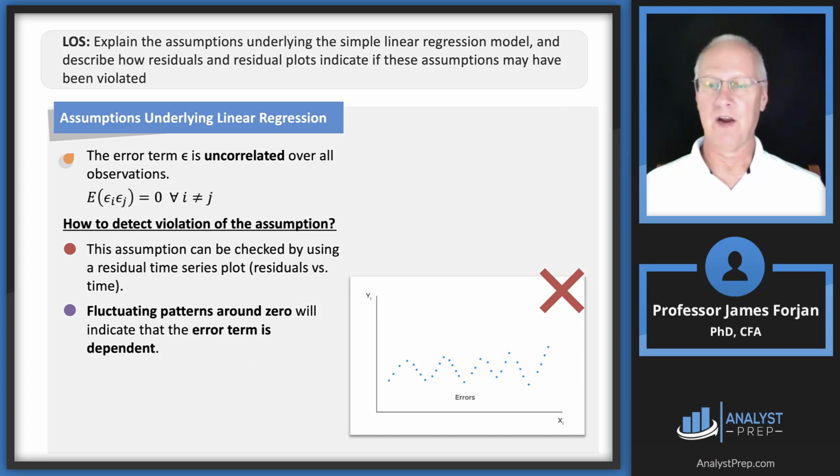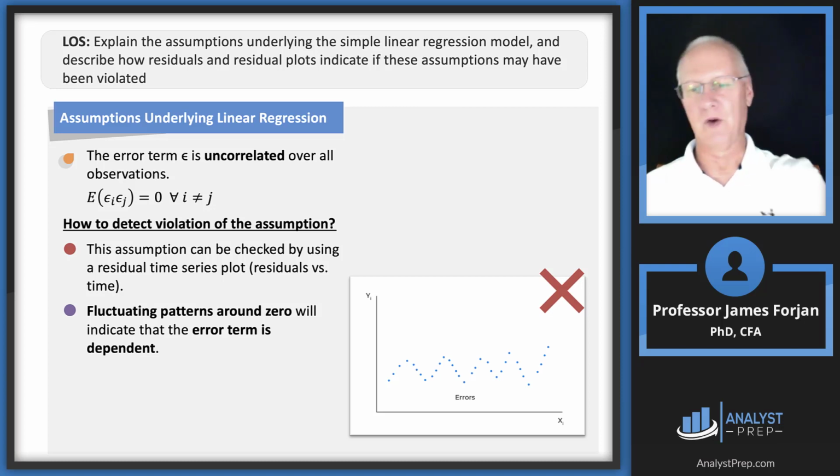Now, of course, this error term must be uncorrelated over all observations. So notice the expectations of the error term sub i and the error term sub j must be equal to 0. And if they're not, then you can go ahead and plot those just like before, and you see the little pattern that goes around there. So this is what we don't want. We don't want to be able to see a pattern.